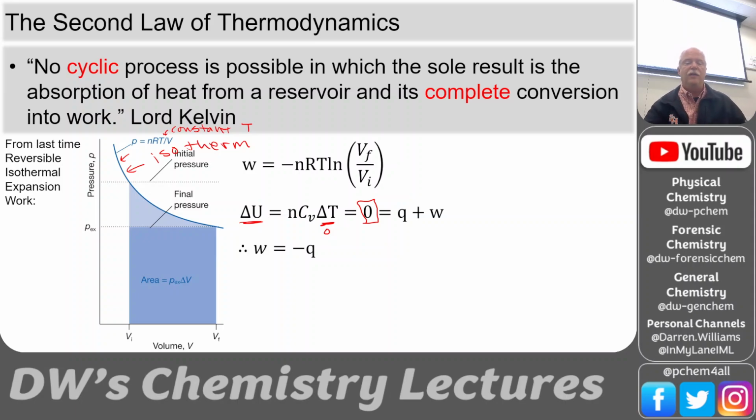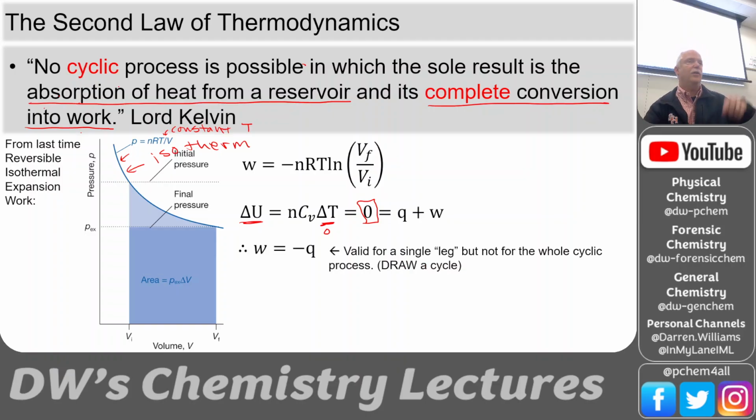So this seems to be a violation of the second law of thermodynamics. Look what we're doing. We're absorbing heat, right? The sole result of this process is we're absorbing heat from a reservoir and completely converting it into work. So this seems like a violation of the second law, but it's not, because the second law says no cyclic process is possible. So this is not a cyclic process. This is one leg of a cycle.